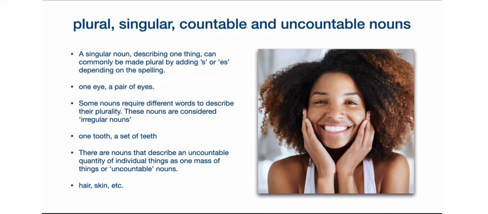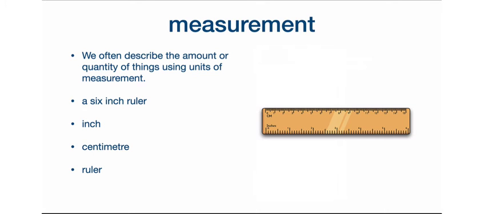There are nouns that describe an uncountable quantity of individual things as one mass or grouping of things. These are uncountable nouns. Hair and skin. We often describe the amount or quantity of things using units of measurement: a pair of eyes, a set of teeth, a 6-inch ruler. So an inch or a centimeter is a unit of measurement. And a noun.